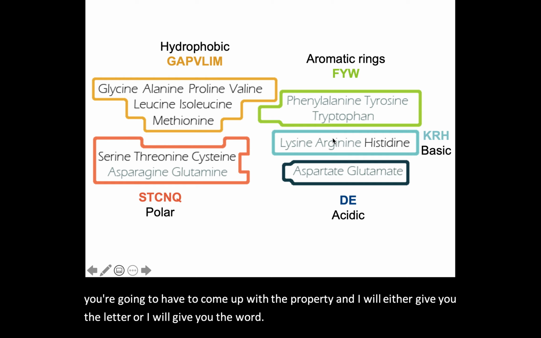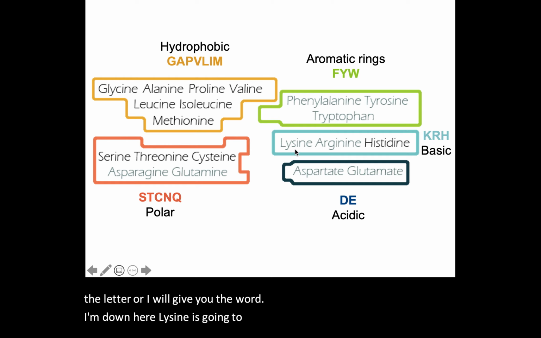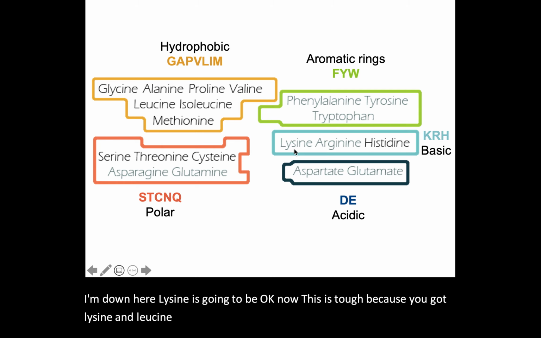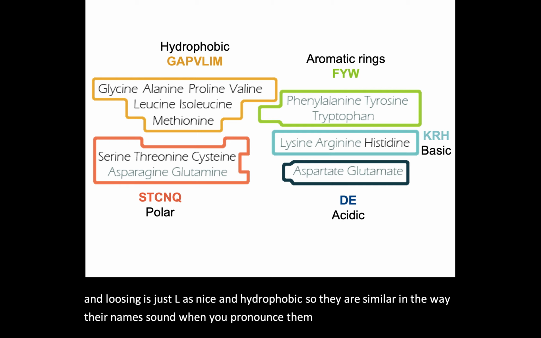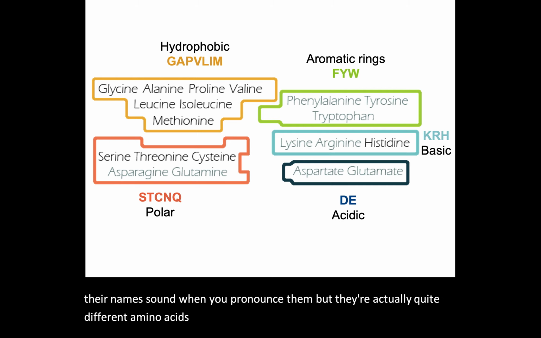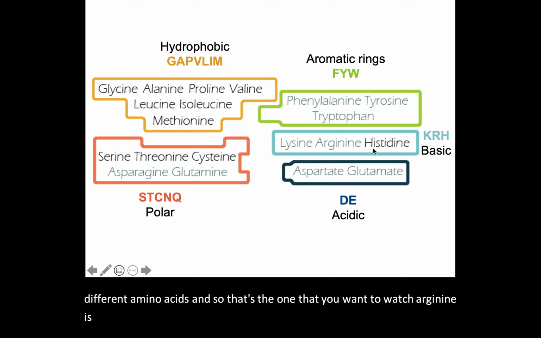Down here, lysine is going to be K. Now this is tough because you got lysine and leucine, which are kind of similar. Lysine is the really basic one, and leucine is just L, and it's nice and hydrophobic. So they're similar in the way their names sound when you pronounce them, but they're actually quite different amino acids. And so that's the one that you want to watch. Arginine is R, and histidine is an H.